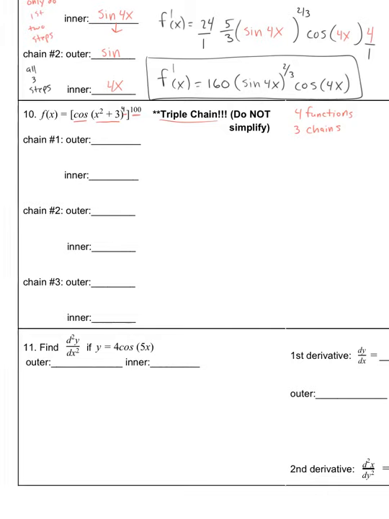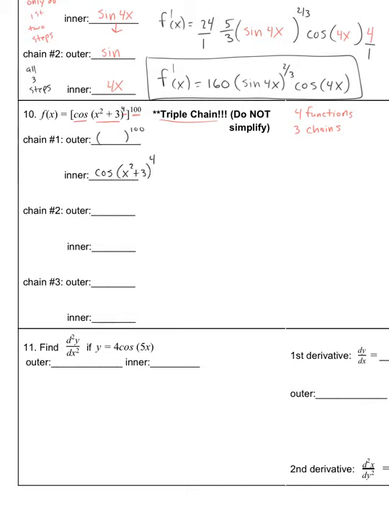The good thing about a triple chain in my class is that you never have to simplify. So let's figure out what is the outermost. The outermost of everything is that 100th. We are 100thing the cosine of x squared plus 3 to the 4th. So the outermost function is something to the 100th. The inner, as is always, everything else. So everything else is the cosine of x squared plus 3 to the 4th.